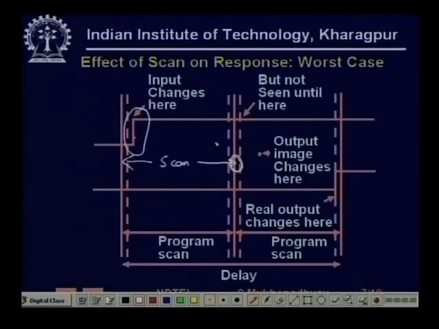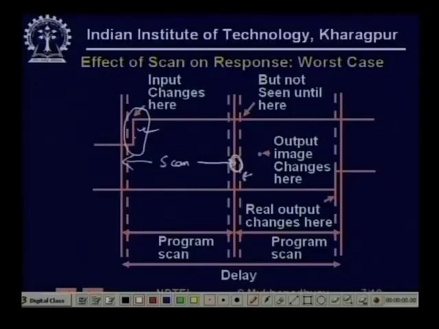So, therefore, by this time it had computed and sent out the outputs once, but those outputs did not reflect the new value of input which occurred just after the input in this cycle took place. So, that is why it is the worst case. So, there is a maximum possible delay.